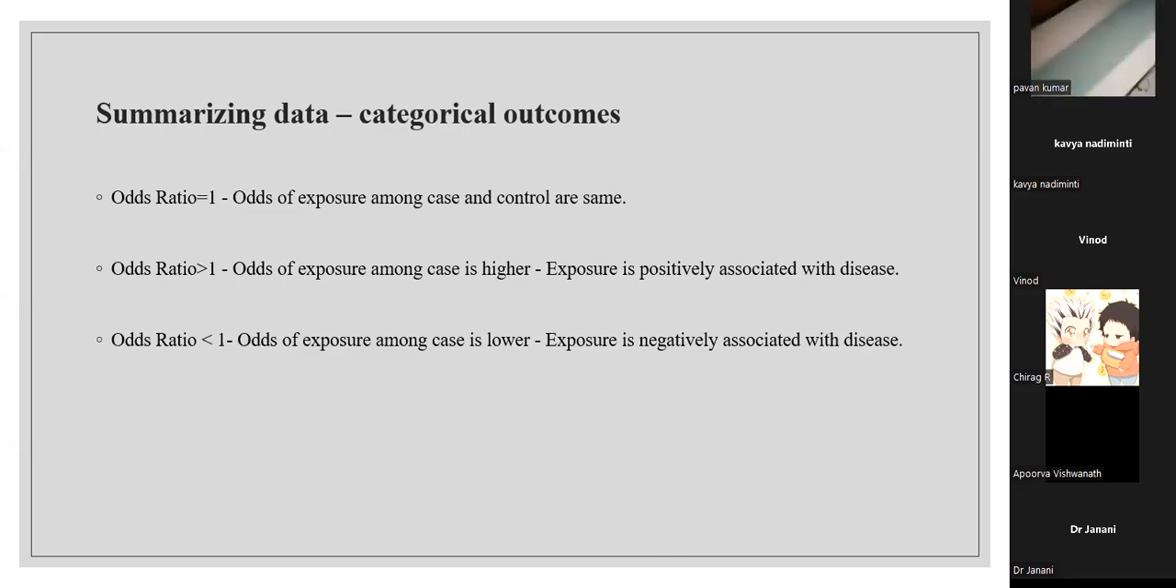If it is equal to 1, the odds of exposure among cases and controls are the same. If it is more than 1, exposure is positively associated with the disease. If it is less than 1, exposure is negatively associated with the disease. The interpretation is more or less the same as the risk ratio.